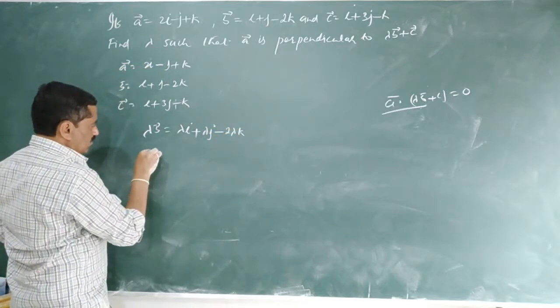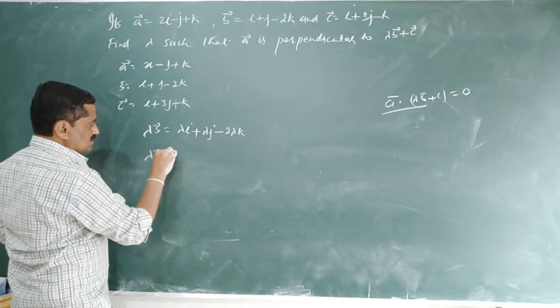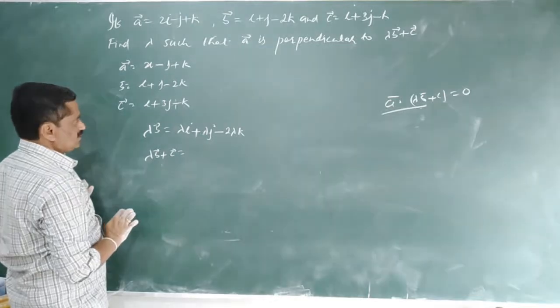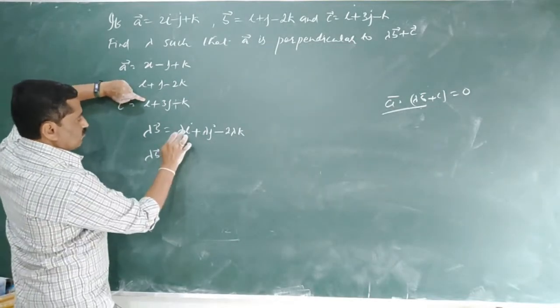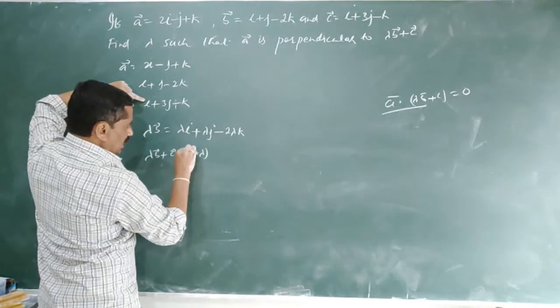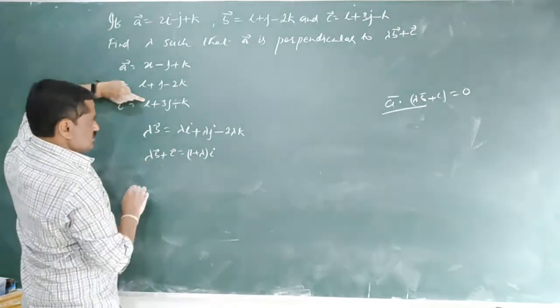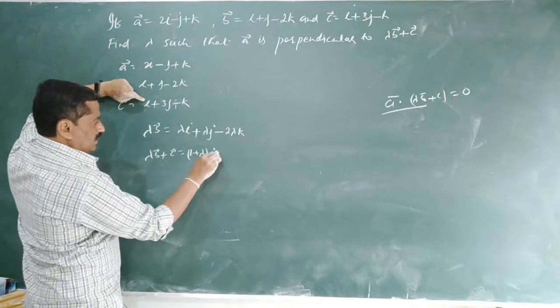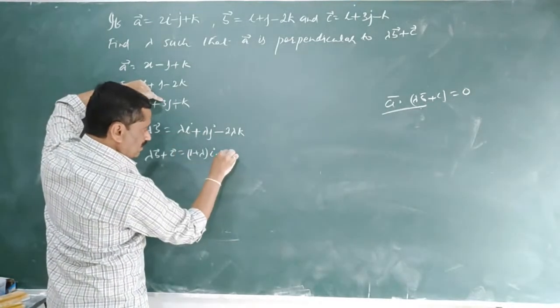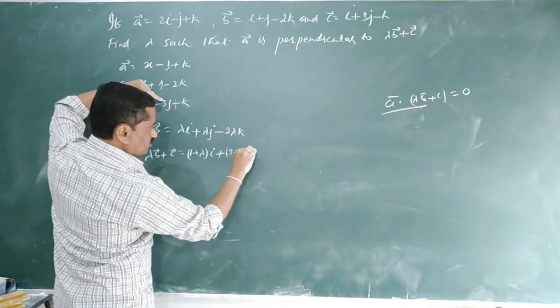Similarly, lambda into b bar plus c bar. Now adding this with vector c, therefore adding the corresponding components, we have 1 plus lambda of i, again plus 3 plus lambda of j.